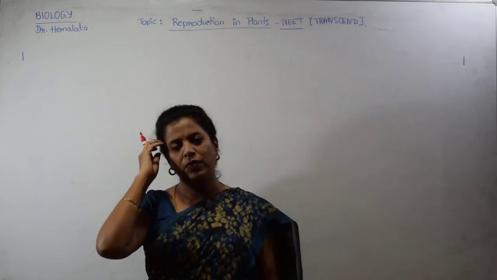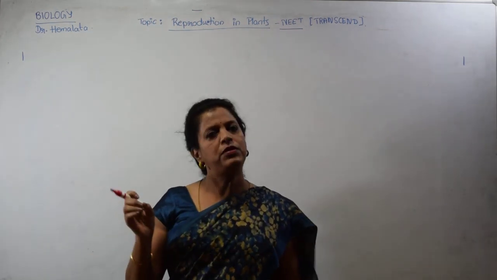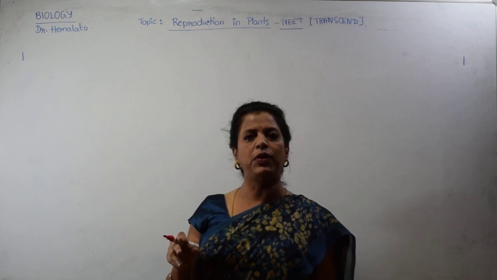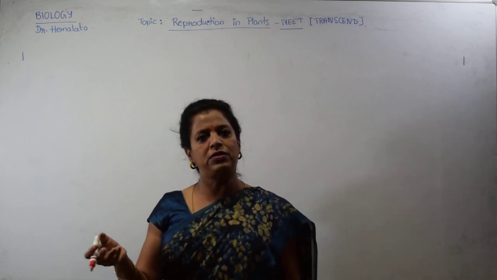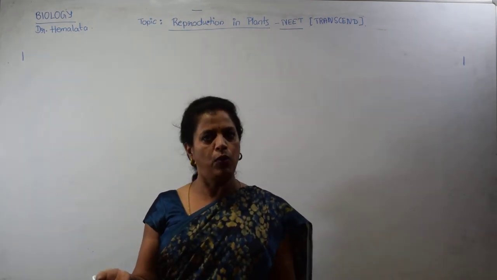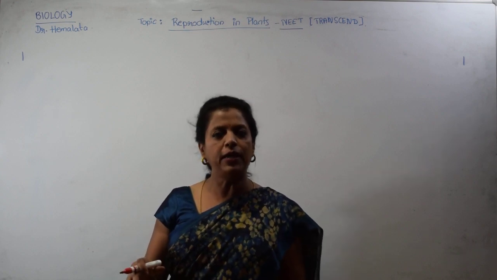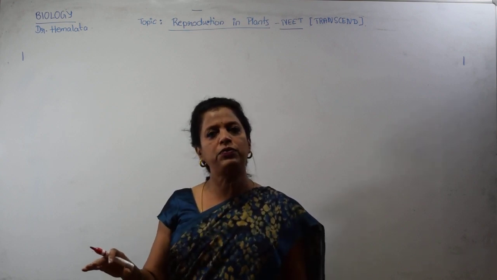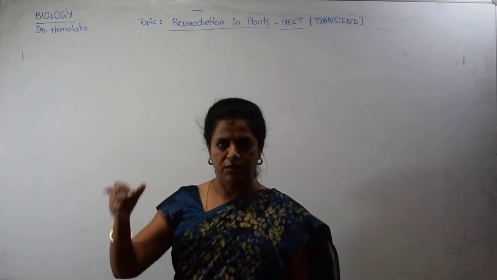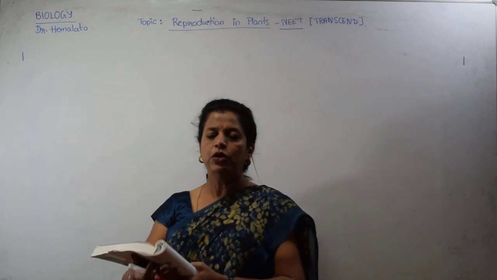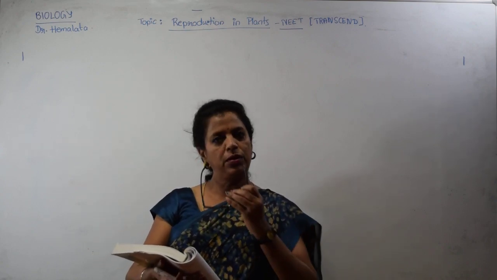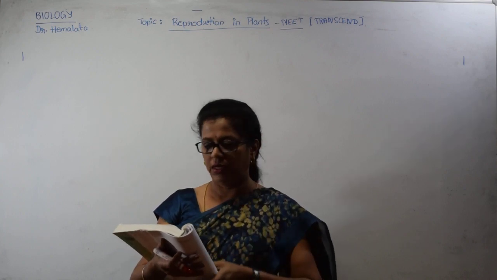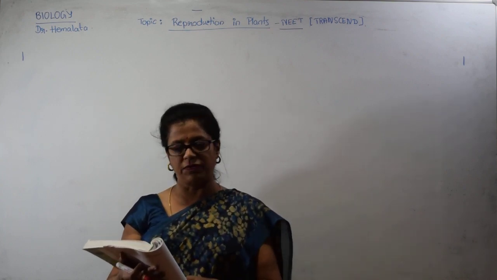Okay, so let us start with the NEET part of reproduction in plants. Plant reproduction, we study its NEET part. Some of the questions from the transient I will explain to you. Some more, if required, from some other books also I will explain. But ultimately, we want to finish all the NEET questions as we complete the chapters. So let us begin with the first question in reproduction in flowering plants of transient.